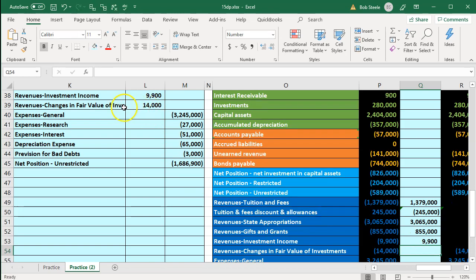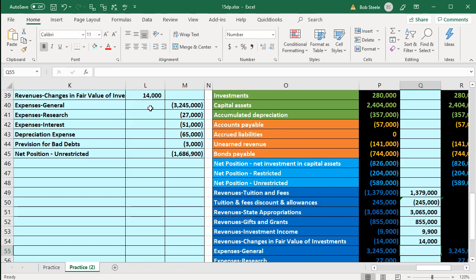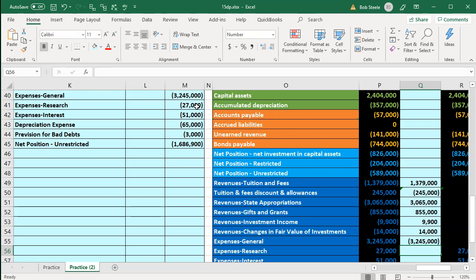It goes down to 0. And then we have the revenue for the changes in the fair value of the investment. Revenue for the changes in the fair value investment in Q54 equals, pointing to that 14,000. It then goes down to 0. Then we have the expense general. So expense general is down here in Q55, where we say equals, point to that 3,245,000 and enter.